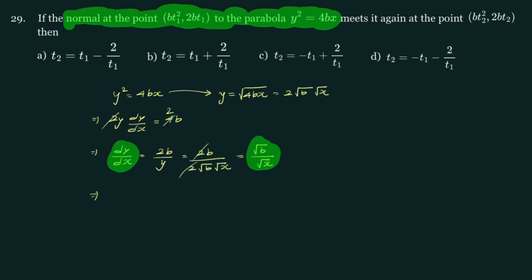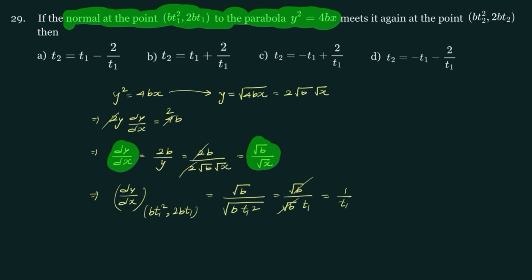But the slope of the tangent at the given point, the point is bt1 square comma 2bt1, equals root b divided by root of, in place of x I can write root of b t1 square. So it will be root b by root b into t1. Root b gets cancelled, so it will be 1 by t1. This 1 by t1 is the slope of the tangent at this point.